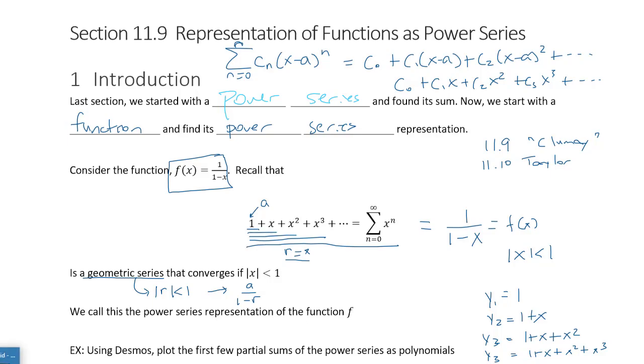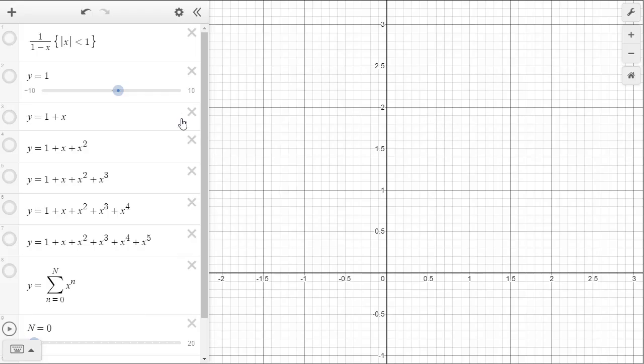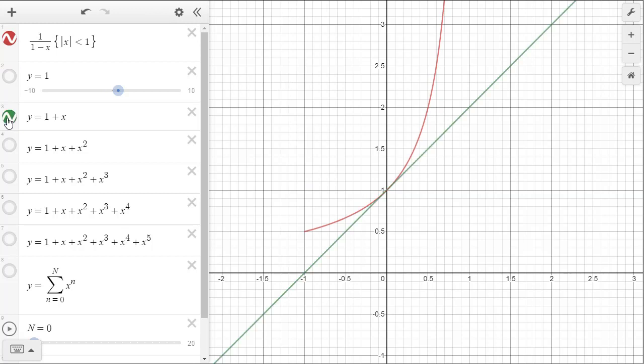So if I now plot that in Desmos, if I just plot the first term, y equals 1, it's just this straight horizontal line. Boring. So at least they agree at x equals 0. They both have a height of 1. Now if I try 1 plus x, the first two terms, notice it matches all the way up to the first derivative now. It looks like it's got the same slope at that point.